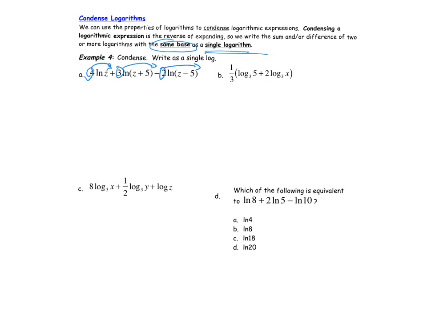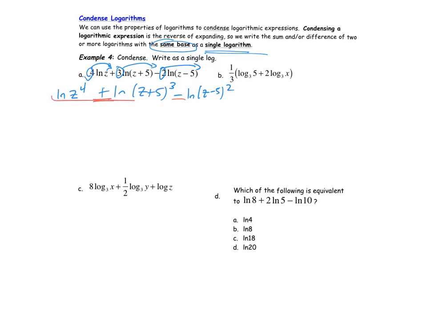So we can write 4 ln z as ln z to the fourth. And then for the next one, we're going to have plus ln of z plus 5 cubed, bringing that 3 up to the power. And the coefficient of 2 on the last term is going to become a power, so it's going to be minus ln z minus 5 squared. The next thing we're going to do is to continue to condense. So when we have the sum of logarithms, that can become the log of a product. And when we have the difference, that's going to be the log of a quotient.